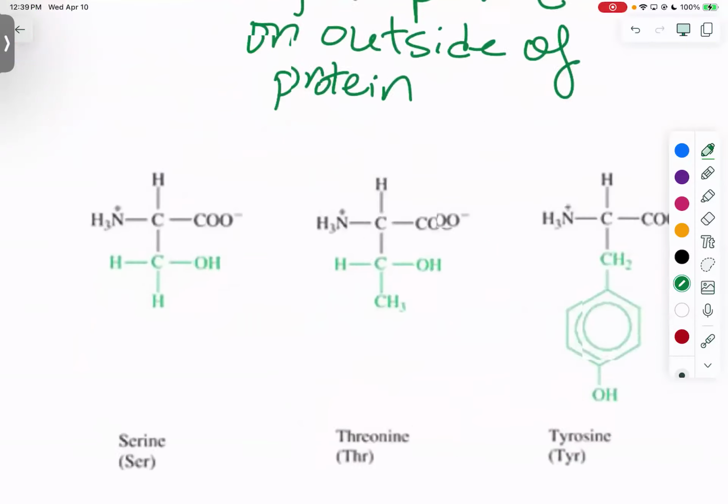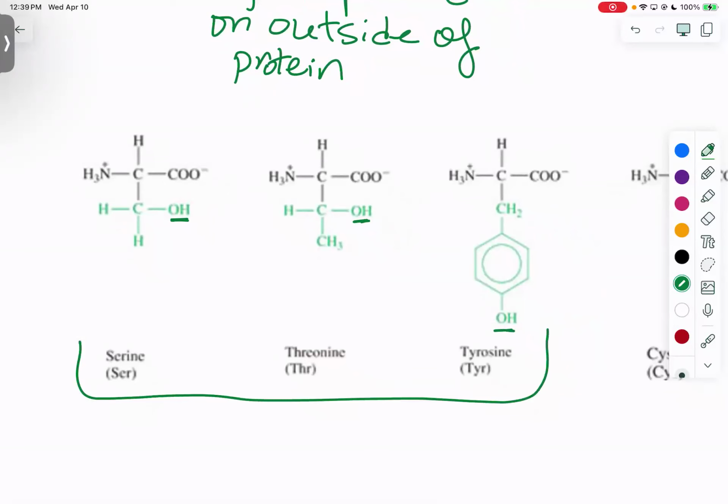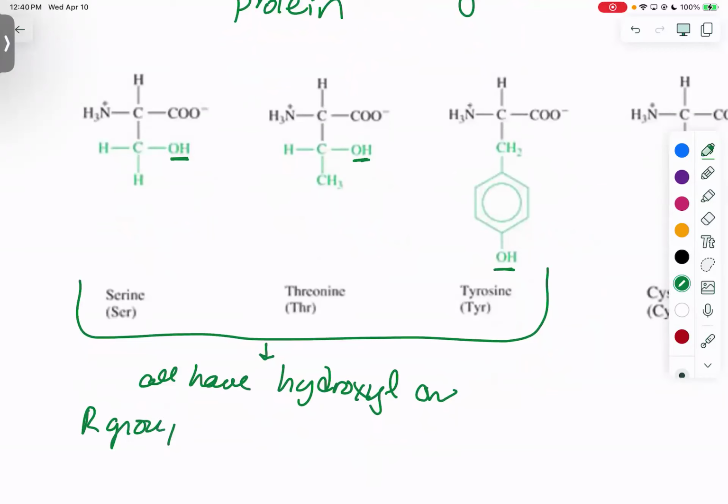So when we look at these, I want to look at the first three together. That first one is serine. Serine just has one carbon, and then it has a hydroxyl. Threonine has two carbons and the hydroxyl. And then tyrosine has one carbon, a benzene ring, and a hydroxyl. So what's common across all of them? That's right. All three of these have a hydroxyl on their R group.